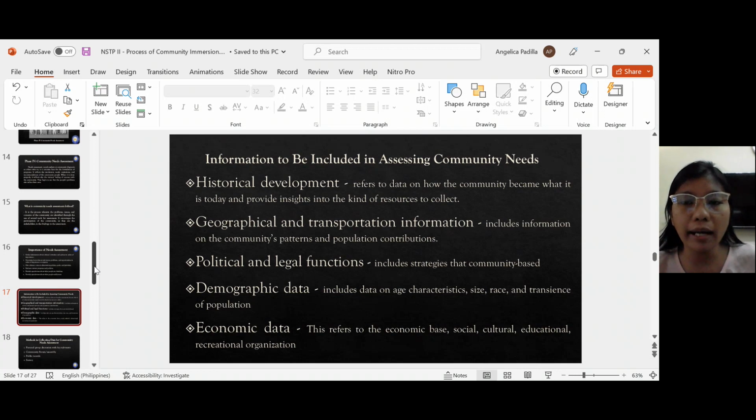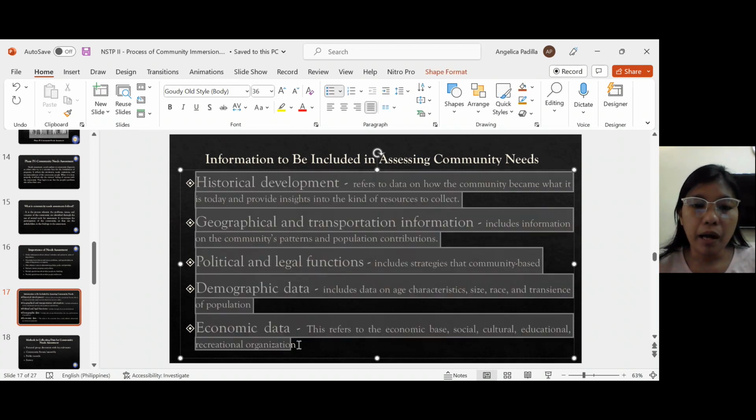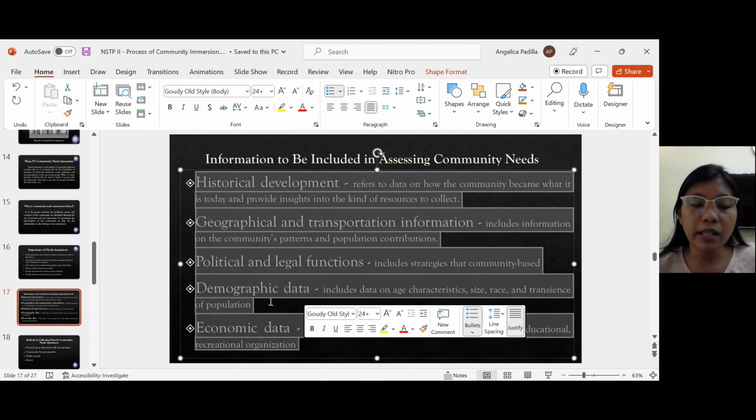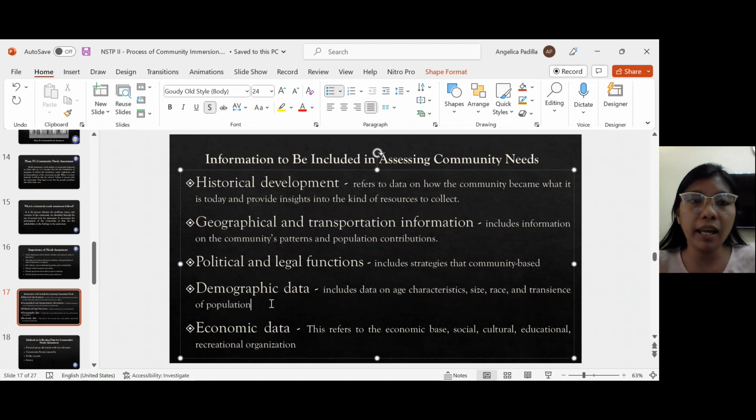Dapat itong paggawa ng needs assessment survey natin, following all these guidelines, itong information to be included in assessing community needs. Ito yung mga tatanungin natin from the people, from our stakeholders, from the residents living in our chosen barangay. Ayan. So, iisa-isahin natin to sa face-to-face.